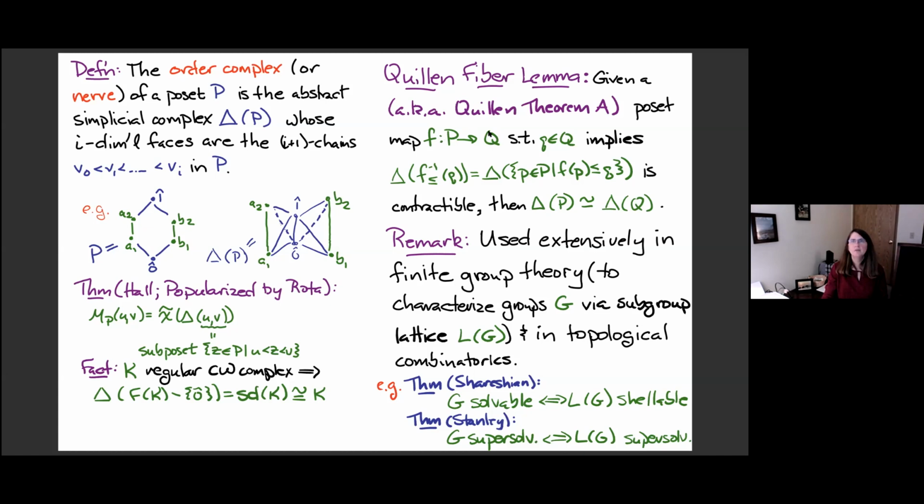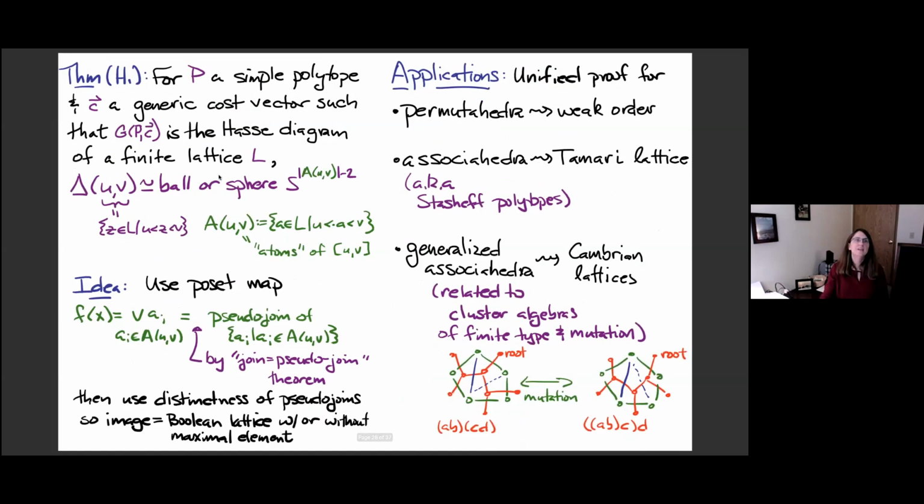So if you give a good enough poset map to meet your hypotheses, and say you already understand the topology of Q, then you can figure out the topology of P, or vice versa. I won't go through how it works, but it's been used extensively in finite group theory to characterize different group properties, for instance for subgroup lattices, the poset of all subgroups of a finite group. So we're going to use the Quillen fiber lemma to say something about these posets coming from the one-skeleton of simple polytopes.